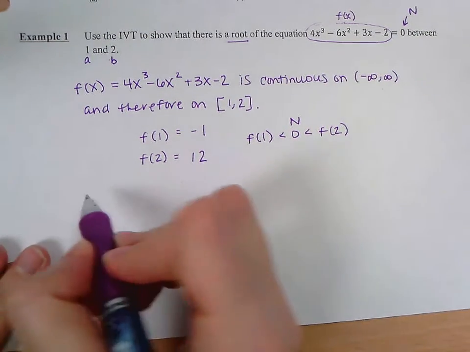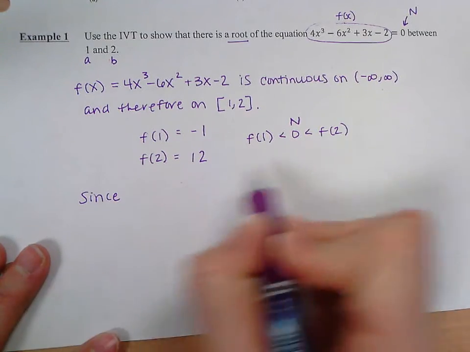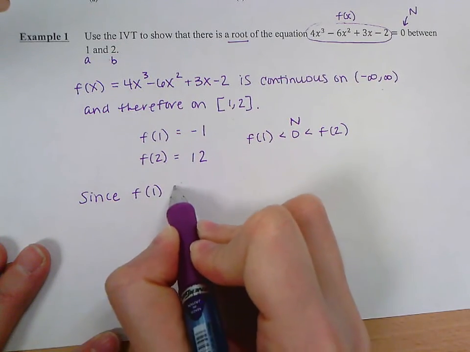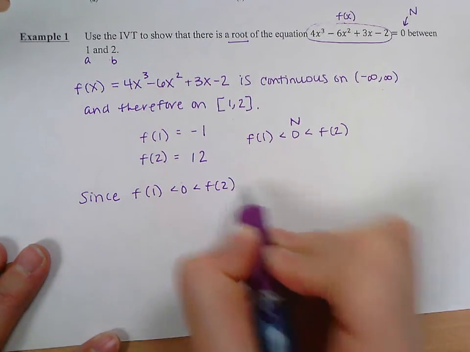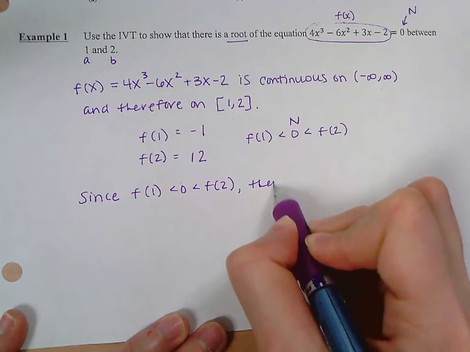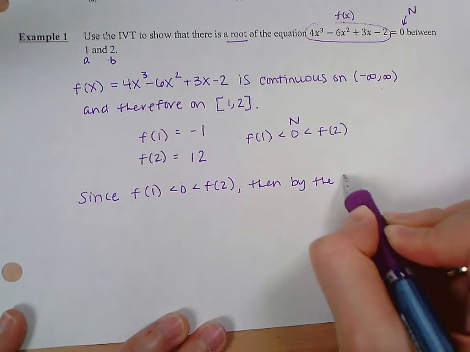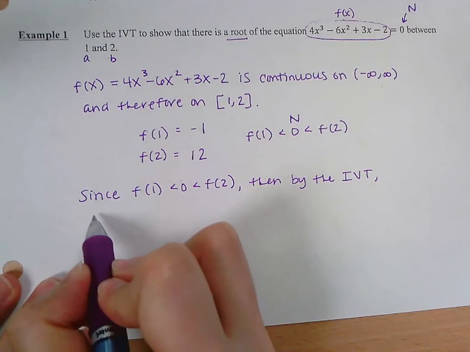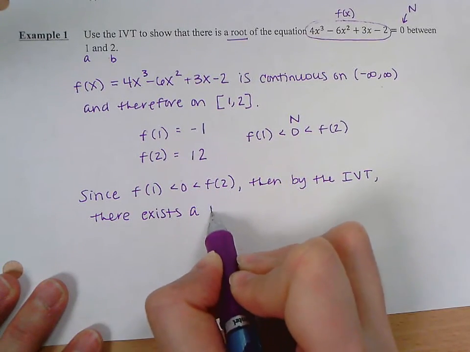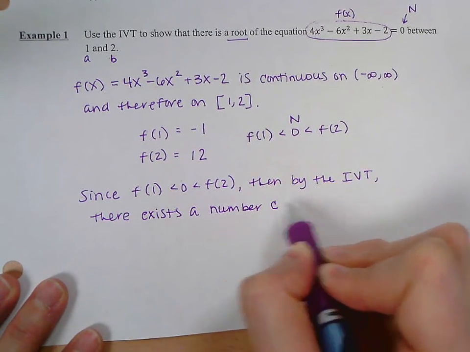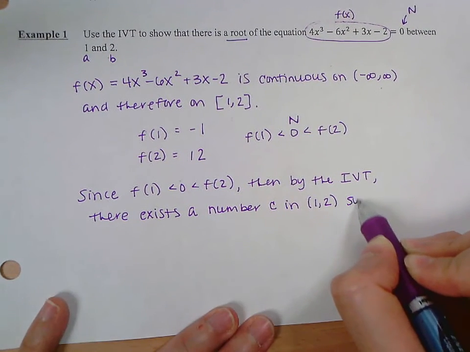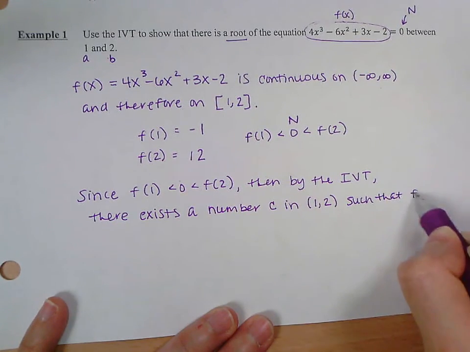So I'm going to say here, since f of 1 is less than 0, which is less than f of 2, or rather, since 0 is between f of 1 and f of 2, then by the IVT, there exists a number c in the open interval from 1 to 2 such that f of c is equal to 0.